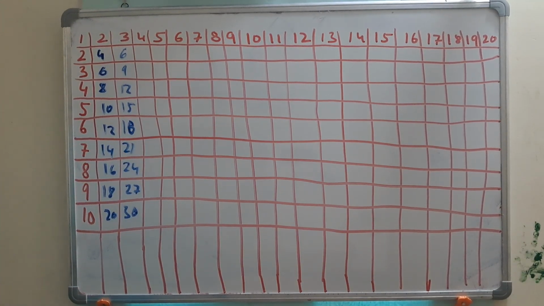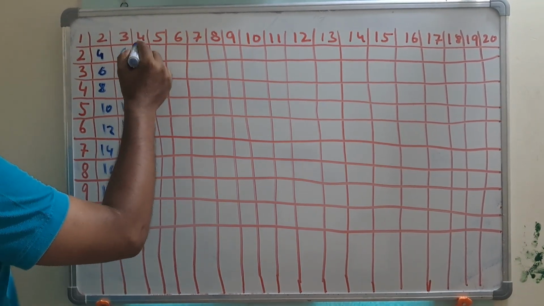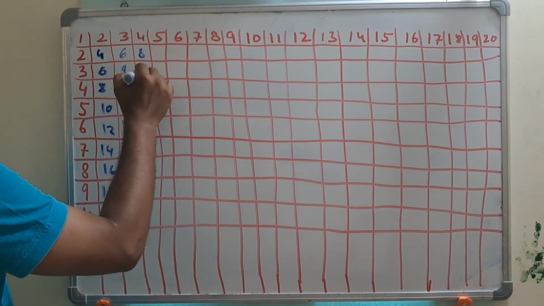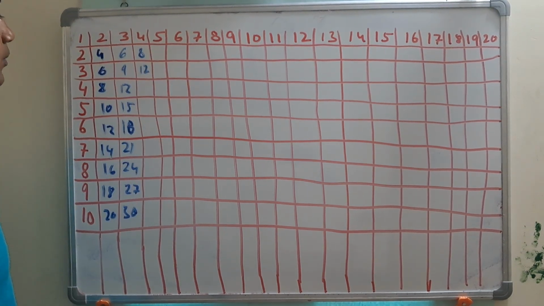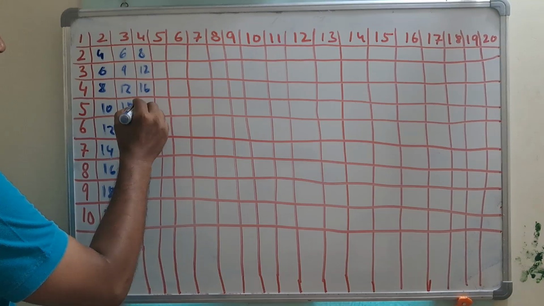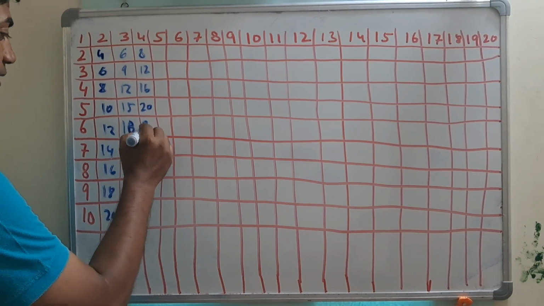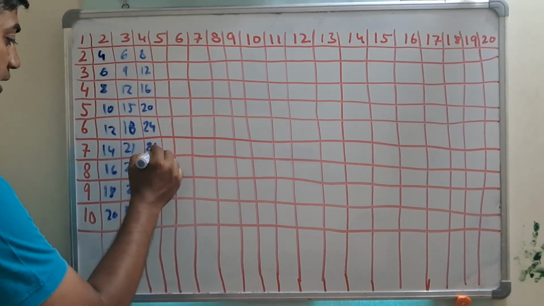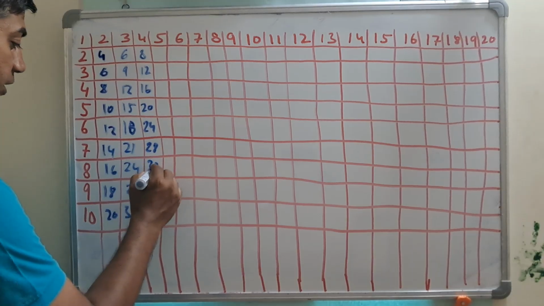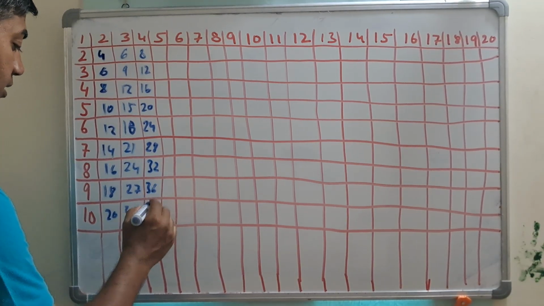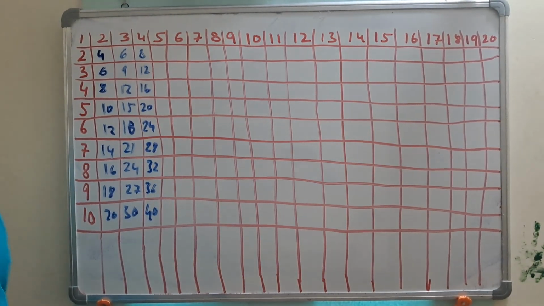Our next table is 4. 4 1 ja 4, 4 2 ja 8, 4 3 ja 12, 4 4 ja 16, 4 5 ja 20, 4 6 ja 24, 4 7 ja 28, 4 8 ja 32, 4 9 ja 36, 4 10 ja 40.